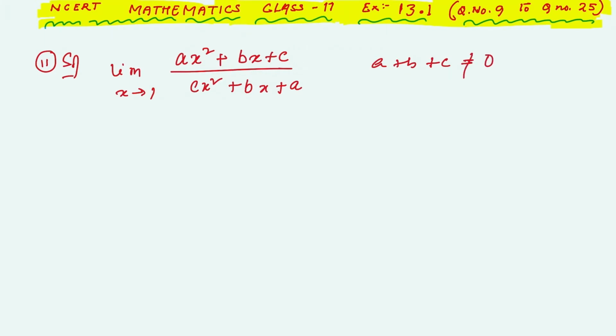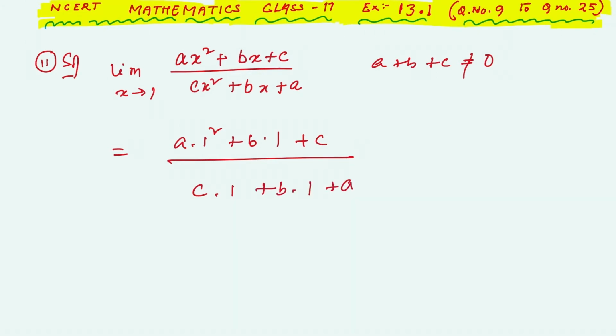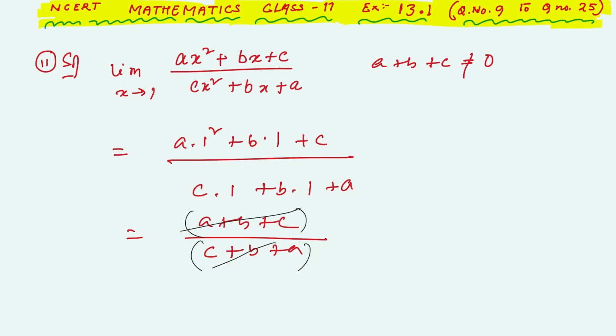Here you see, if you put x equal to 1, this denominator is not going to be equal to 0, so we can just put 1 here. a into 1 square plus b into 1 plus c, and c into 1 plus b into 1 plus a. So here we will get a plus b plus c, and here we will get c plus b plus a. a plus b plus c or c plus b plus a, same thing, so we can cancel these two. So our result is 1. That's our answer.